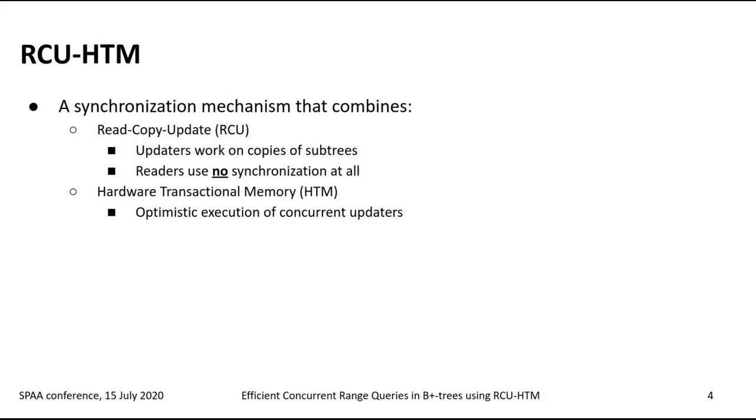RCU-HTM is a synchronization mechanism that combines read-copy-update with hardware transactional memory. With read-copy update, we have updaters work on copies of subtrees rather than directly on the original tree, and in this way readers can proceed without any synchronization. Hardware transactional memory enables the optimistic execution of concurrent updaters, which only roll back their operation when there is a conflict, which means that 2 or more updaters work on the same part of the B+ tree.